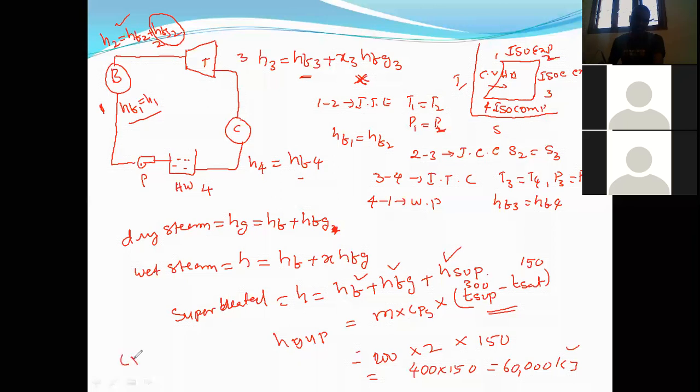Cp of steam is equal to 2 kilojoules per kg Kelvin. That means in order to increase 1 degree Kelvin for 1 kg of steam, we require 2 kilojoules of heat. Here how many degrees are you increasing? 150. So 150 into 2. For 1 degree it is 2, for 150 degrees it is 150 into 2. How many kgs? 200. In this way we are going to calculate. Cps means specific heat of steam.